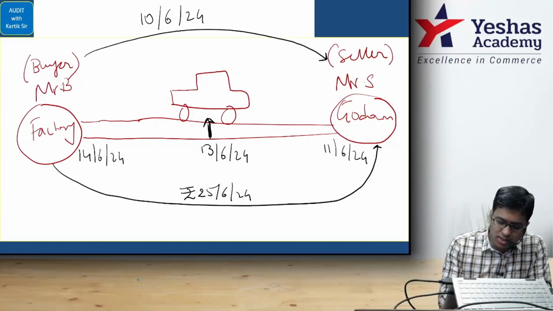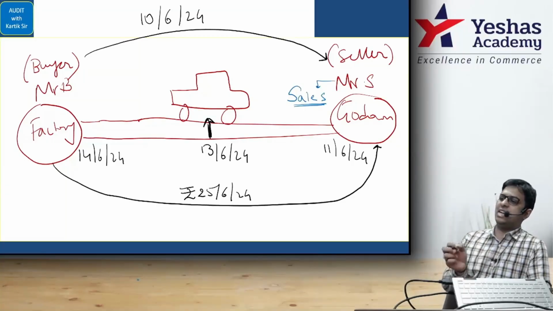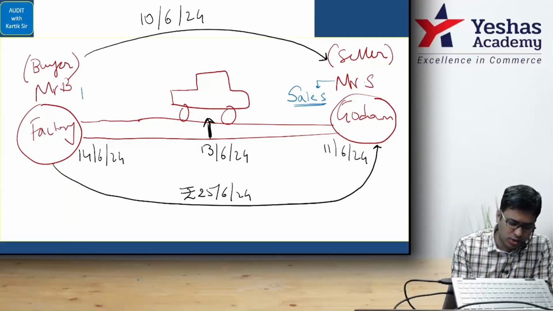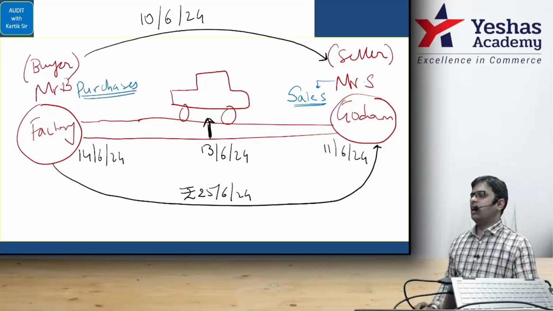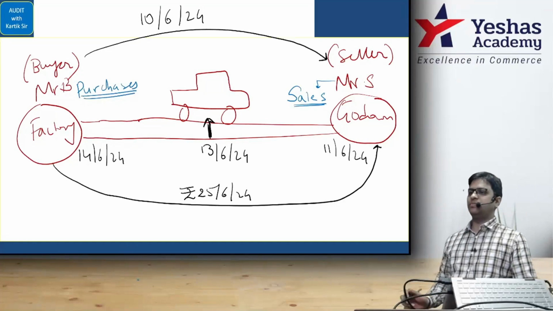When should the seller, Mr. S, record sales? Hear me out. Don't just tell the answer randomly. When should he record sales? Which date will he make the entry of sales in his books of accounts? Hear me out. And which date should the buyer here record purchases? For the buyer, which is the date of purchase? Tell me here. First, let's go to the seller and tell me seller sales. Recording of sales should be which date? Tell me.